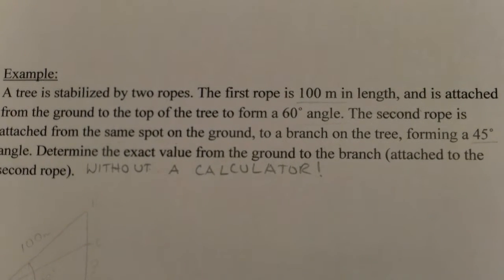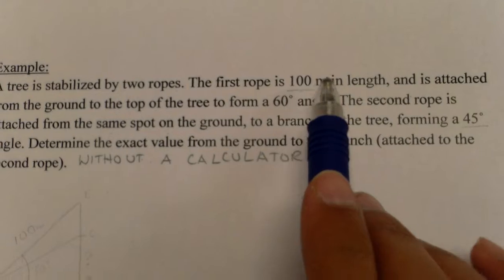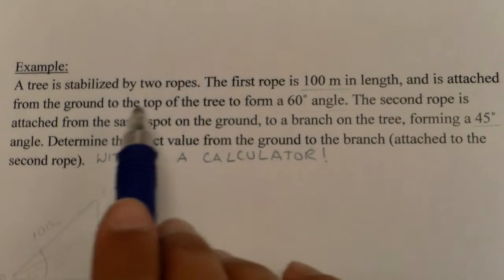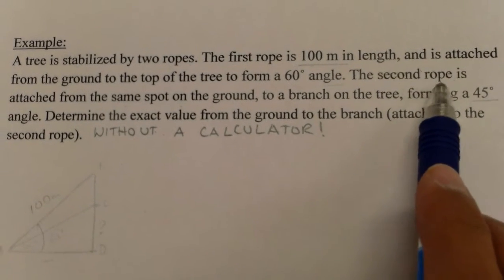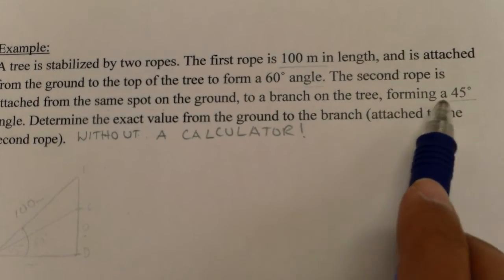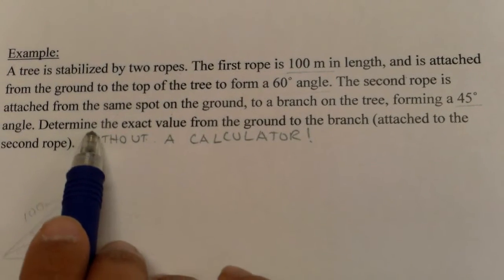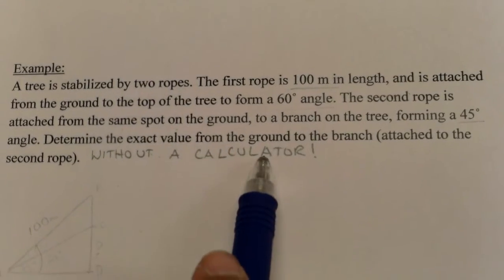Okay, so this is example 2. A tree is stabilized by 2 ropes. The first rope is 100 meters in length and is attached from the ground to the top of the tree to form a 60-degree angle. The second rope is attached from the same spot on the ground to a branch on the tree, forming a 45-degree angle. Determine the exact value from the ground to the branch without using a calculator.